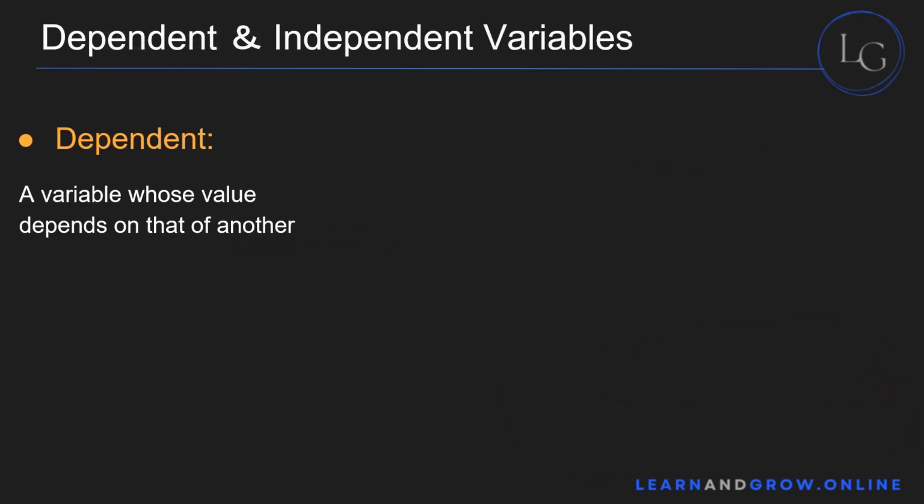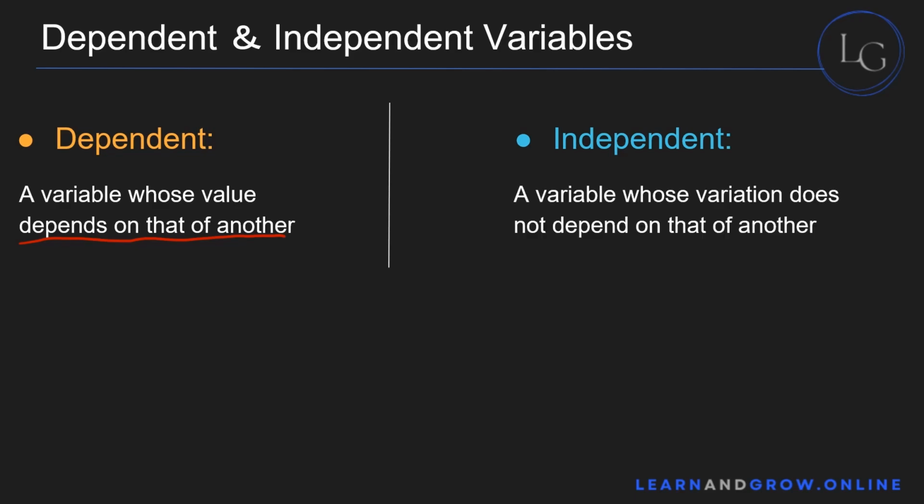Let's discuss what dependent and independent variables are. So basically, a dependent variable is a variable whose value depends on that of another. For example, y being a function of x means that y depends on the value of x. So the independent variable will be x, and an independent variable is a variable whose variation does not depend on that of another. It's independent.